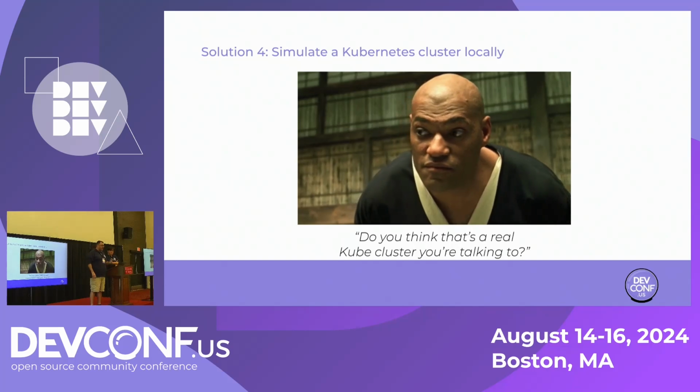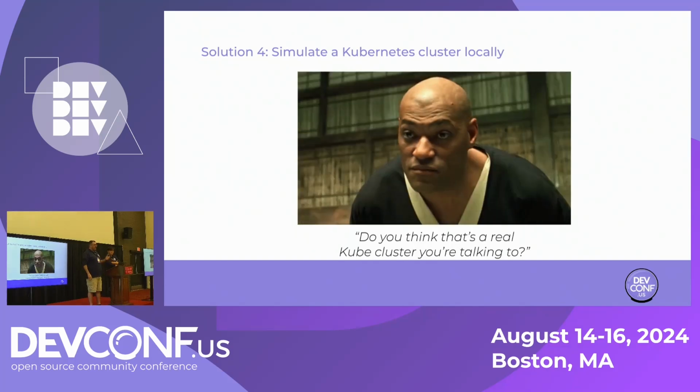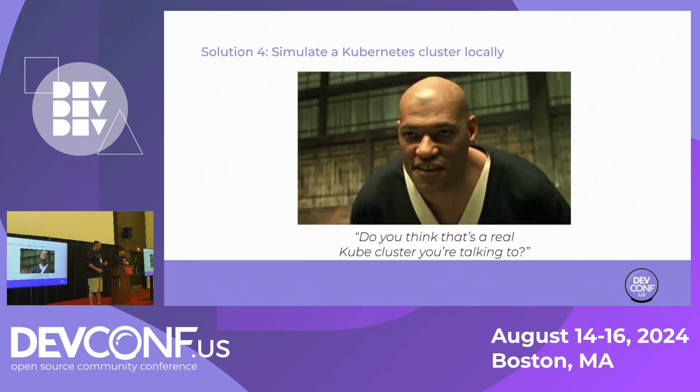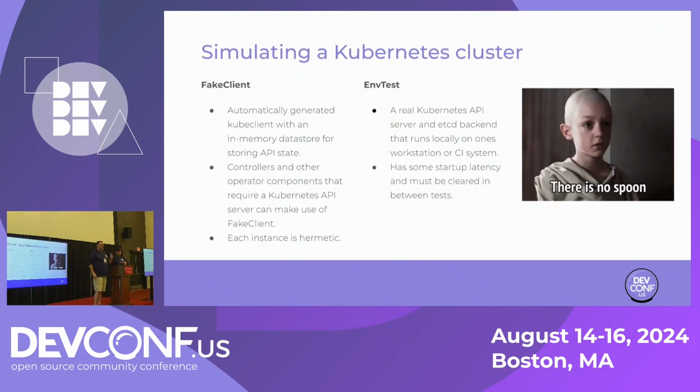Solution 4: you don't always need a Kube cluster to talk to. There are ways to fake it, and the 2 big ones are fake client and envtest. And there's probably a couple of other ones that I'm not aware of. Fake client is exactly what it says on the box. It is a fake Kubernetes client that you can inject into your code at test time that has an in-memory data store, and basically create a config map there. That's where it persists, and at the end of the test, it just gets garbage collected.